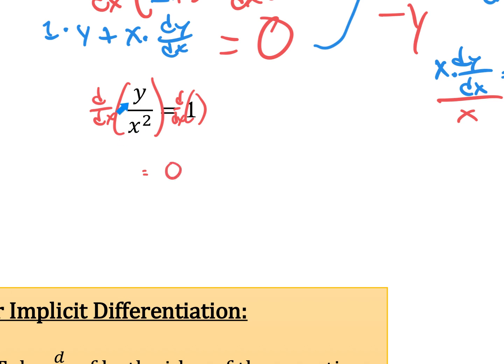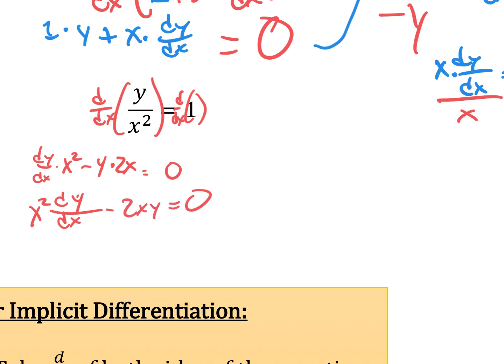So let's do our quotient rule. Derivative of the top times the bottom minus the top times the derivative of the bottom. Okay, so let's do that. Derivative of the top is dy dx times the bottom minus the top times the derivative of the bottom, which is 2x. Okay, and now we want to solve this for dy dx. Okay, so we got to get this out of there. Let's maybe clean it up one time. dy dx times x squared minus 2xy equals 0.